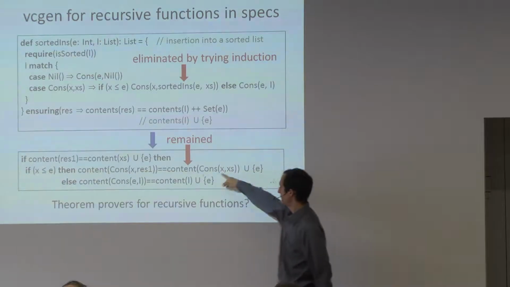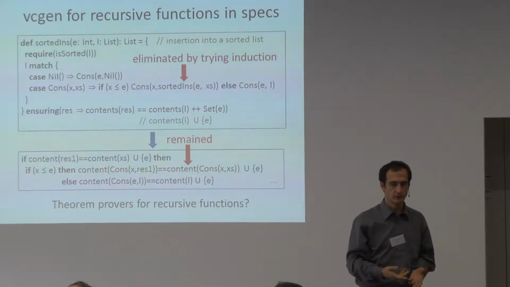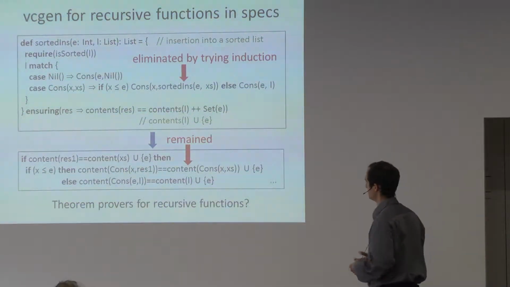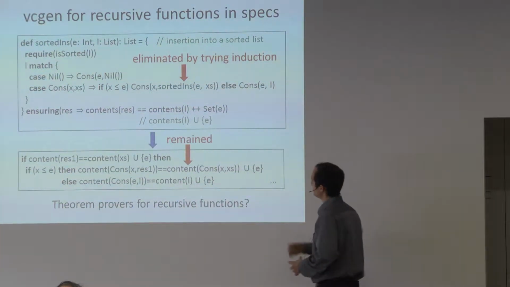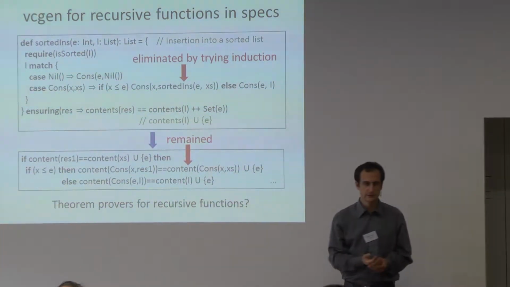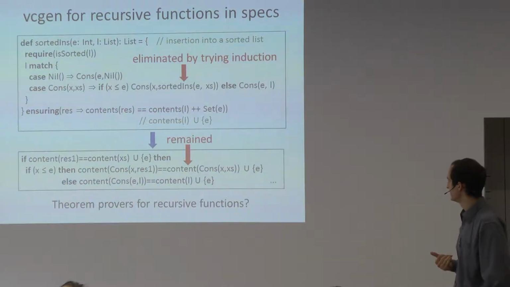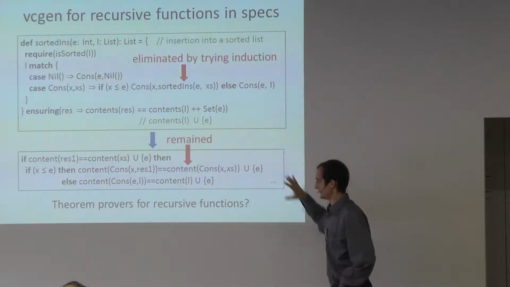On the other hand, we still have other recursive functions, namely the recursive functions that we have used in the post condition in order to specify what it means to compute a set of elements inside a given list. So even though certain recursive functions have gone away, some other ones have still remained. So we need, in some sense, a technique for solving constraints that involve recursive functions.